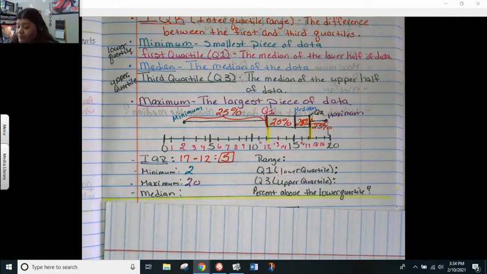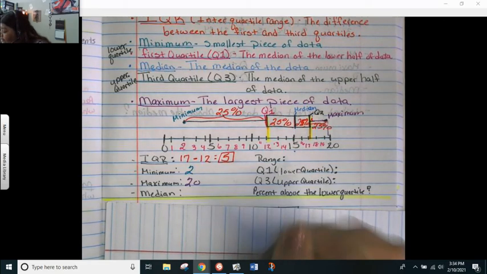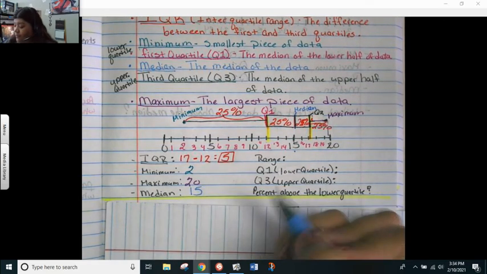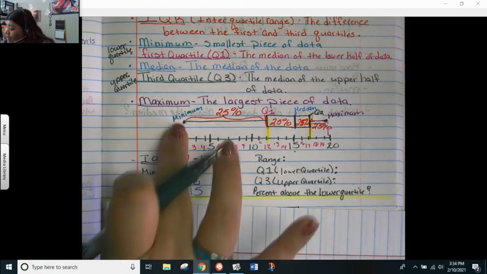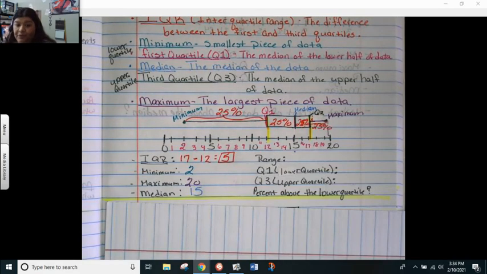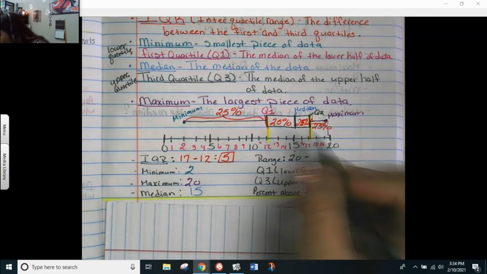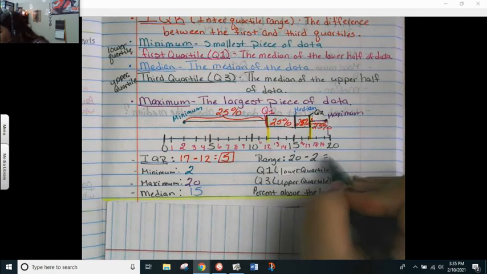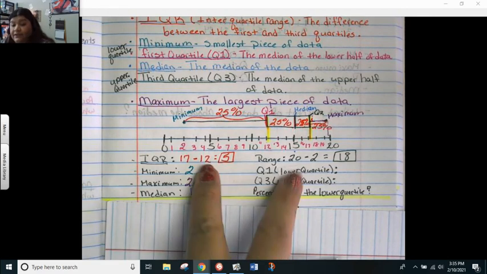The median, the number in the middle, we're just looking for the line that separates everything in half, is right here, and that's at the 15. The overall range, okay? When they ask for the overall range, I want the minimum and the maximum and subtract them, okay? So the maximum is 20. The minimum is 2, which gives you a range of 18. Okay, so the ranges are different, all right?